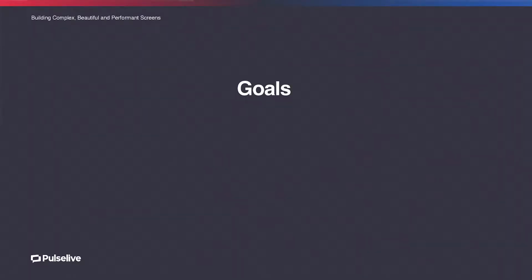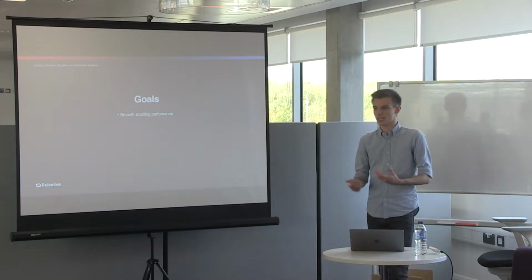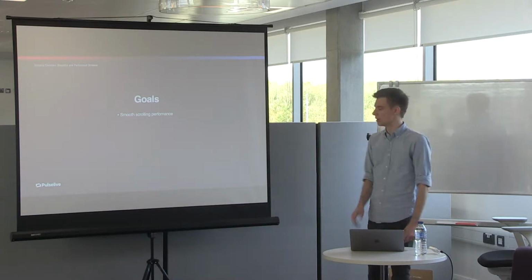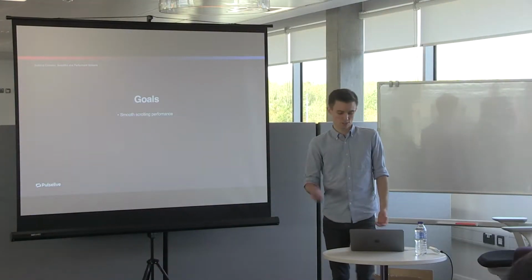So we need to address what the goals of these screens are. So the first one we want to get to is smooth scrolling performance. As the user scrolls through some stuff, no one wants jank in their mobile app. They've paid £1,000 for a phone. They don't want to have dead frames.